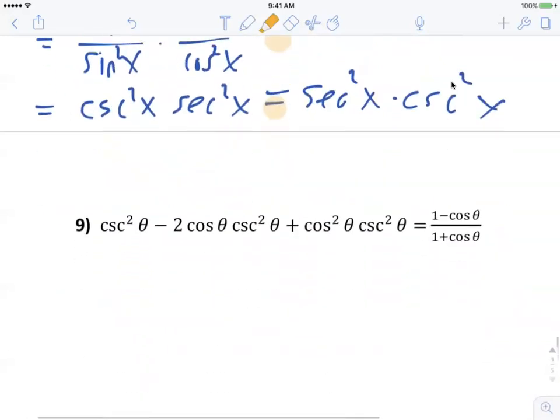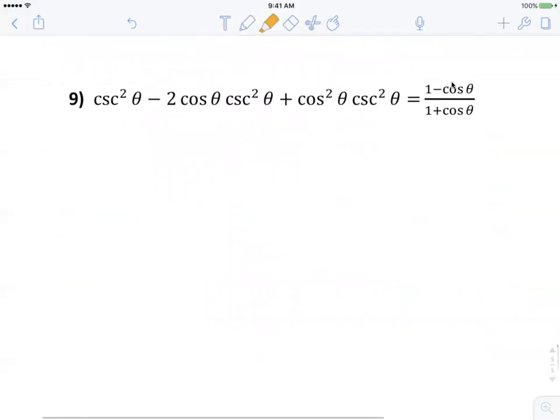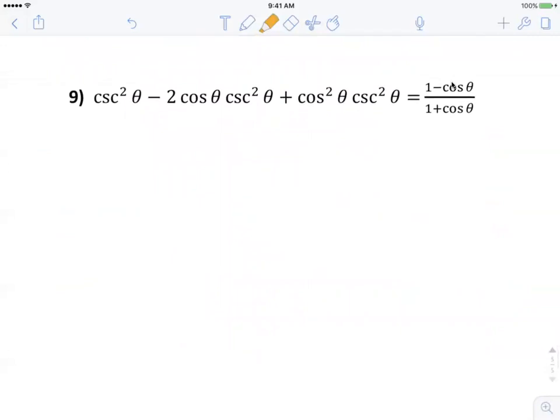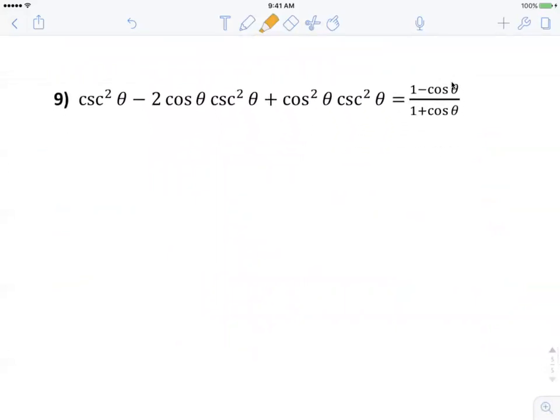Okay, these are fun, right? Oh man, look at this one. Okay, let's try it out.